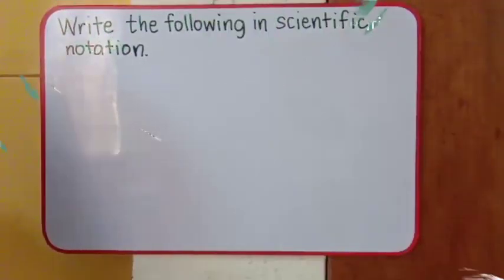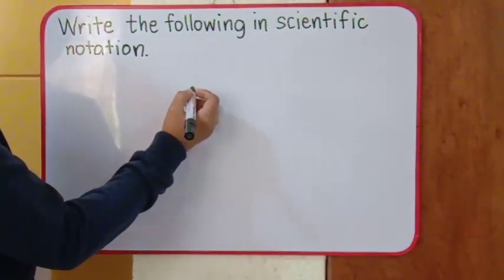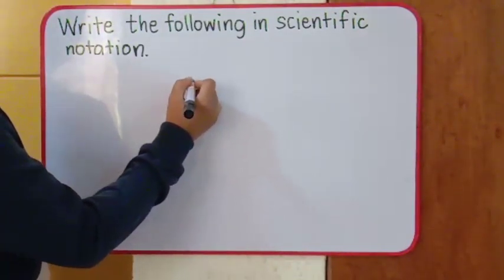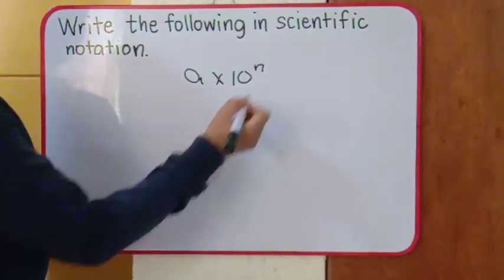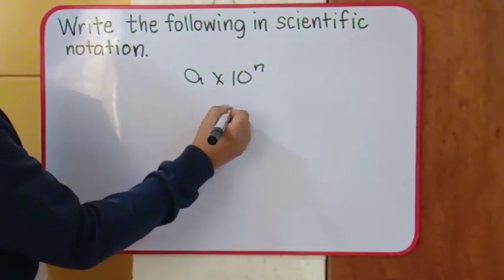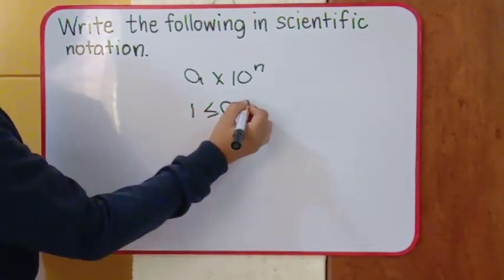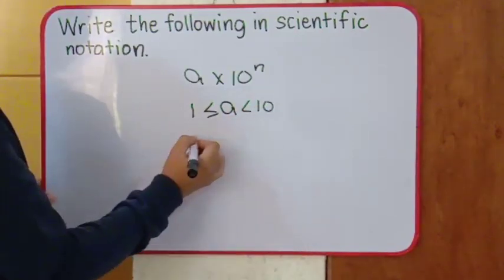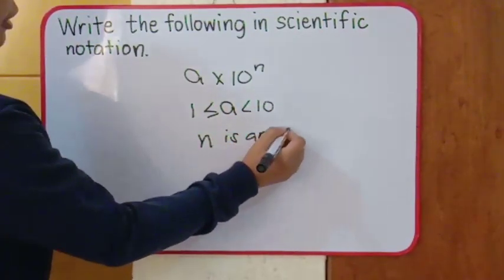Let us have more examples of writing large or small numbers in scientific notation. But before that, let us recall the form we use when writing in scientific notation: a times 10 raised to n. Take note that the value of a must be greater than or equal to 1 but less than 10, and n is any integer.